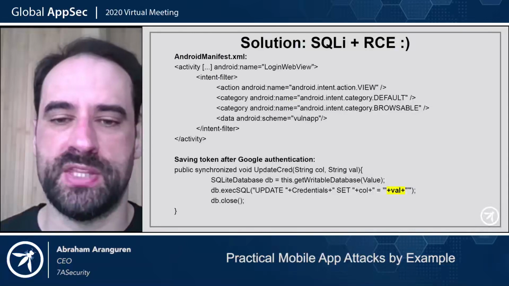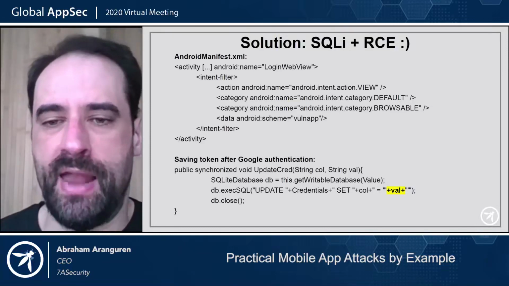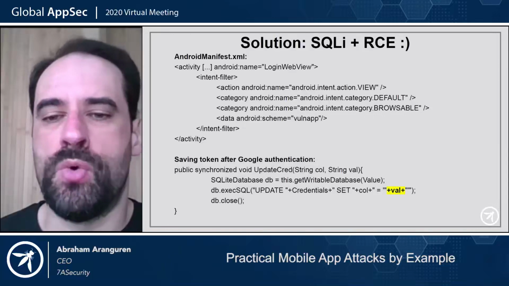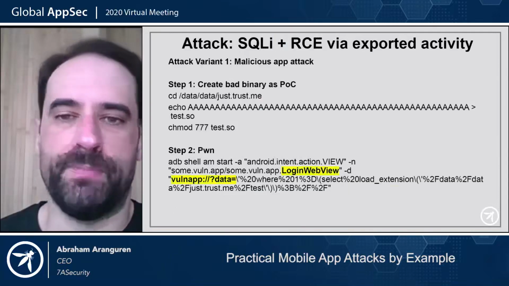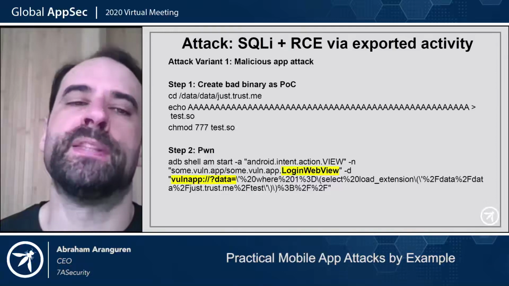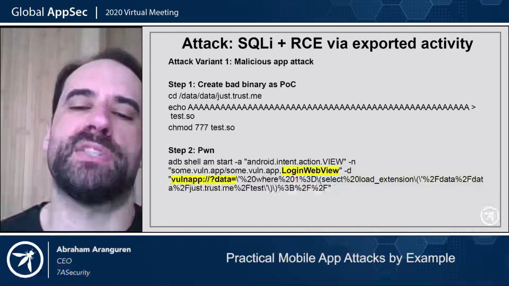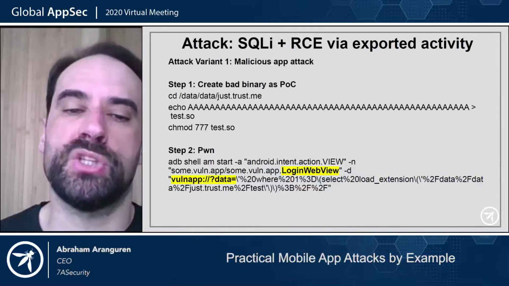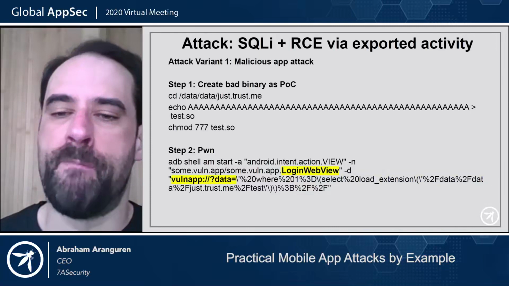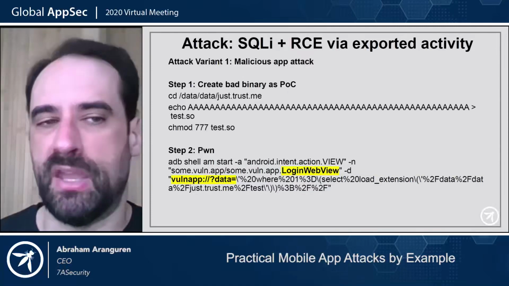Right? So we have this string concatenation here, and you can see that the value that comes from the token is being concatenated into the SQL query like this. So we have a SQL injection, right? But is this only SQL injection, or is it more? Because in this case, the application had extensions enabled as well. So it is not just that you can run any SQL that you want, but also that you can load any extension, right? So for example, you have a malicious application on the phone.